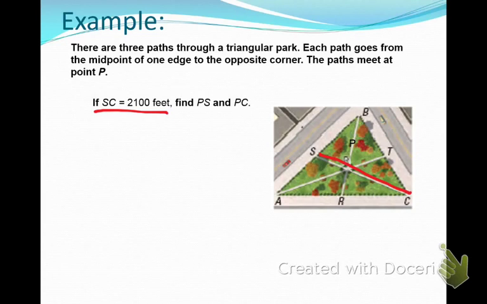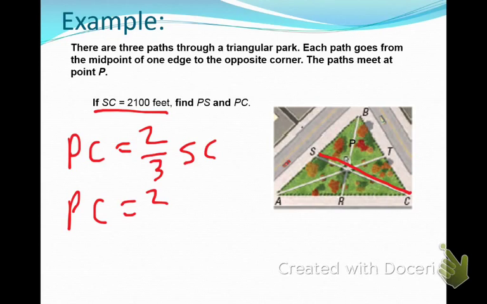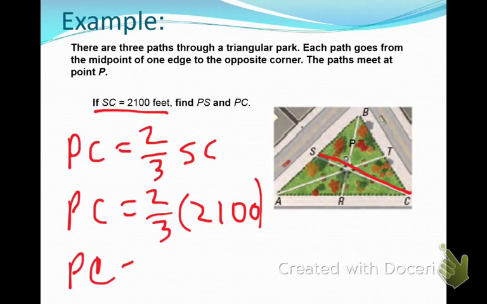Okay, PC, we know that PC equals 2/3 of SC, right? So we just plug in. PC equals 2/3 of 2,100. What is 2/3 of 2,100? Yeah, it's 1,400. PC equals 1,400.